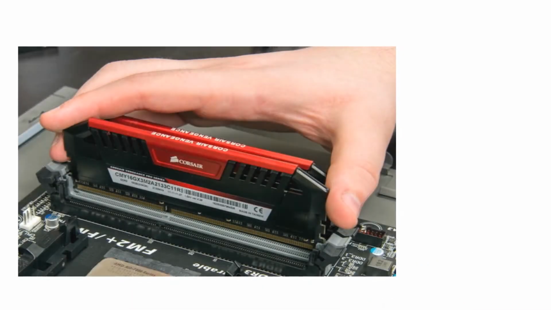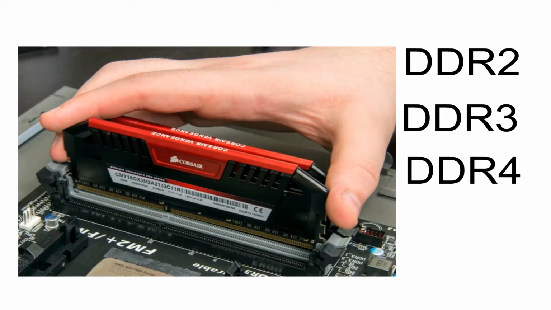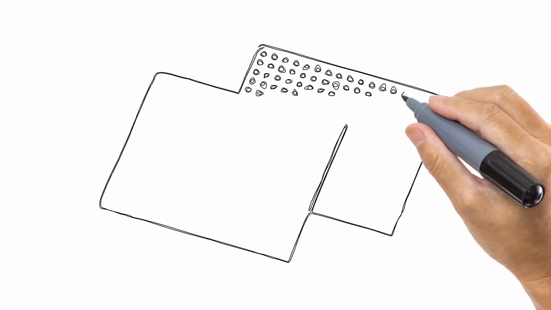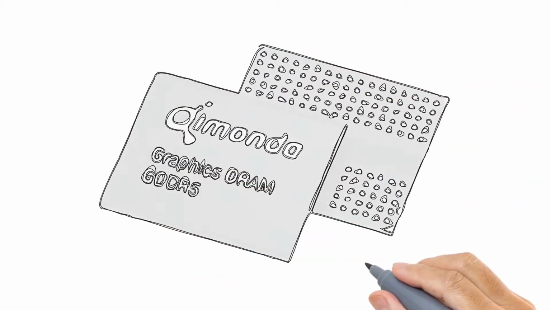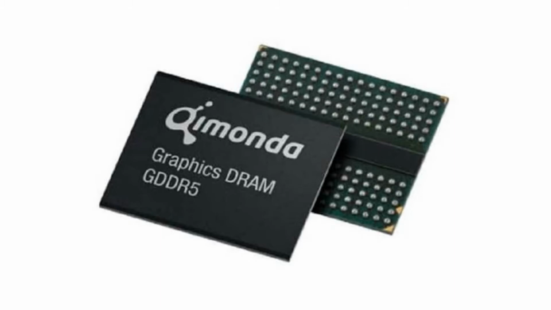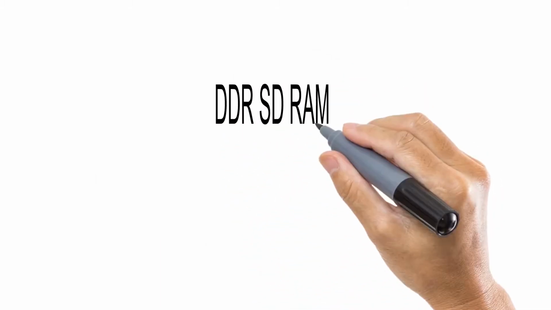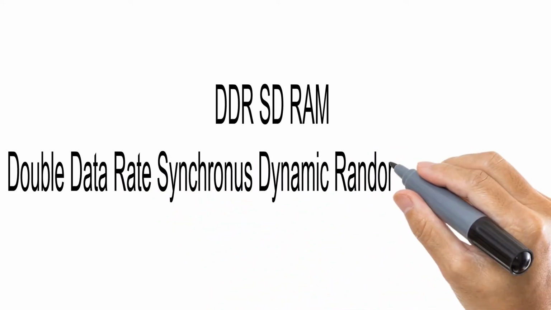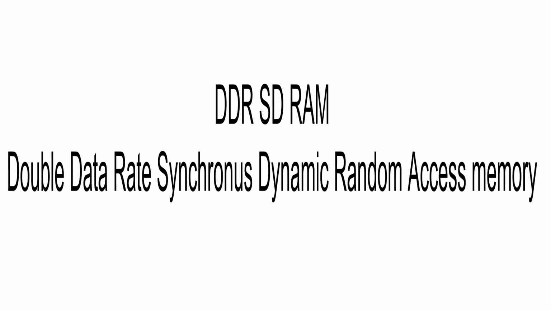Modern computers use DDR2, DDR3, DDR4 RAMs to process data transfer faster. Graphics processors use even DDR5 and DDR6 RAMs because they need to process bigger data much faster. Now DDR SDRAM stands for double data rate synchronous dynamic random access memory. Now these were the DDR memories that we have talked about.